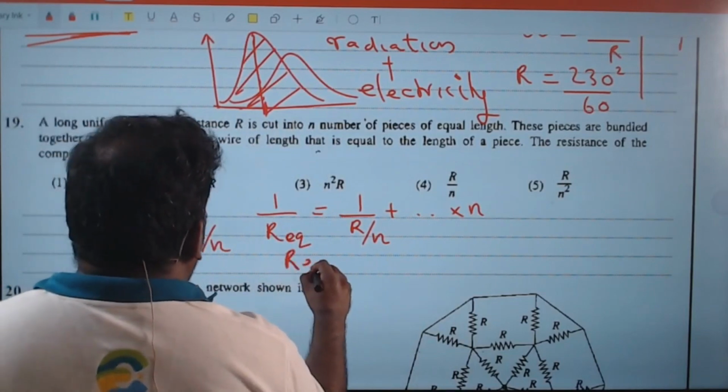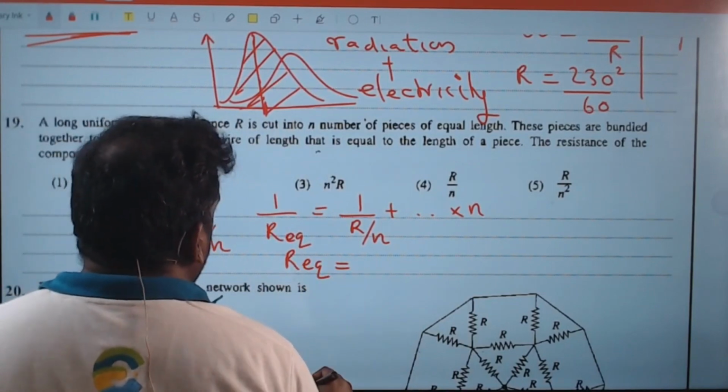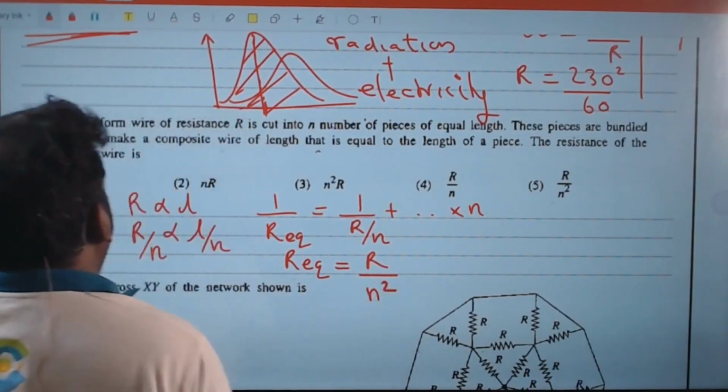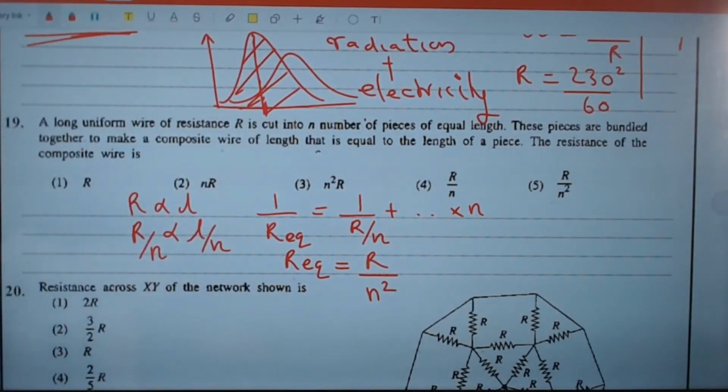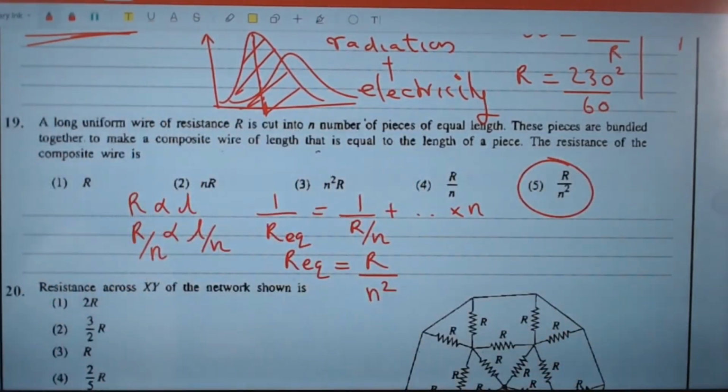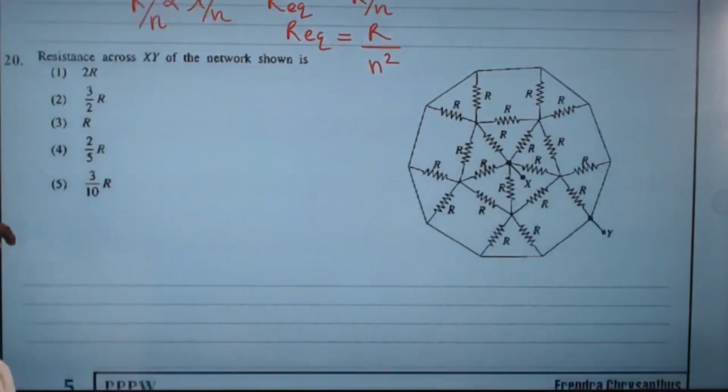So R equivalent is equal to, turning upside down, R over N squared. The composite wire is R over N squared. Answer number 5. R over N squared, answer number 5. Right.